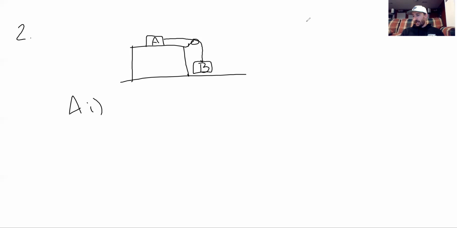Suppose the mass of block A is much greater than the mass of block B. Estimate the magnitude of the acceleration of the blocks after release. Then it says briefly explain your reasoning. So what I have here is that block A is going to have so much more mass, it's much greater than block B, right?